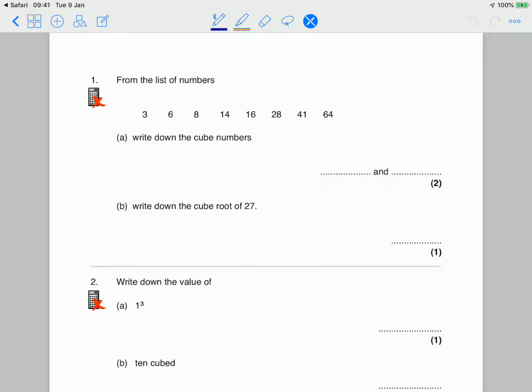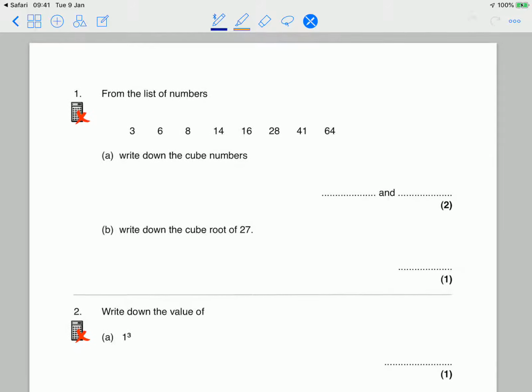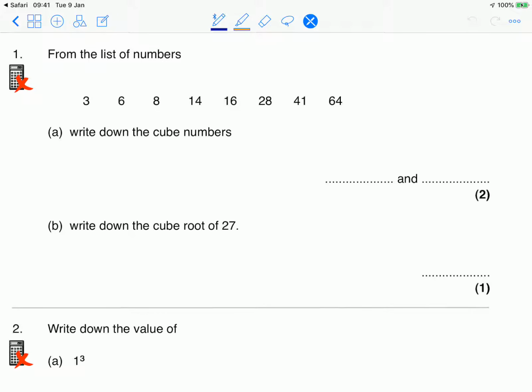Okay, starting with question 1. From the list of numbers, write down the cube numbers, and then part B, write down the cube root of 27. Your cube numbers come from multiplying a number by itself and by itself again. So I'm looking for numbers from a very specific list. 1 times 1 times 1 will give me a cube number of 1. 2 times 2 times 2 will give me a cube number of 8. And I need to know these off by heart so that as I see them in the list, I recognise them straight away and I can write them down.